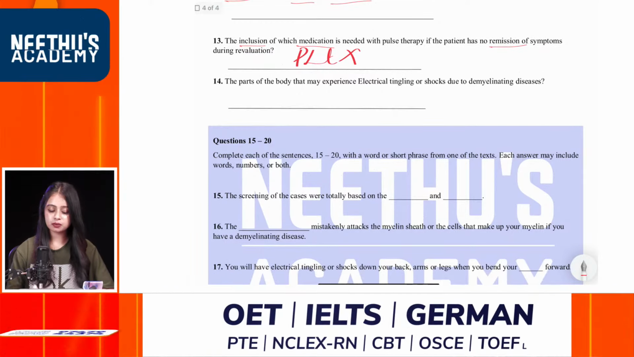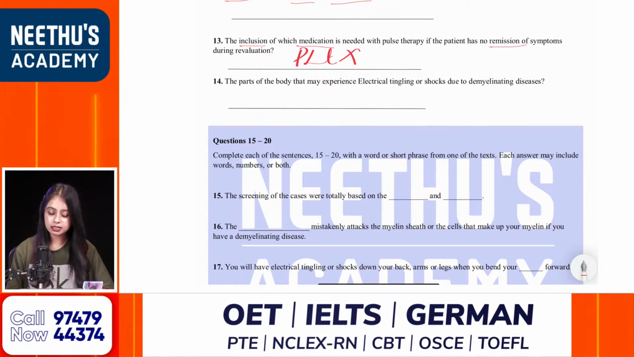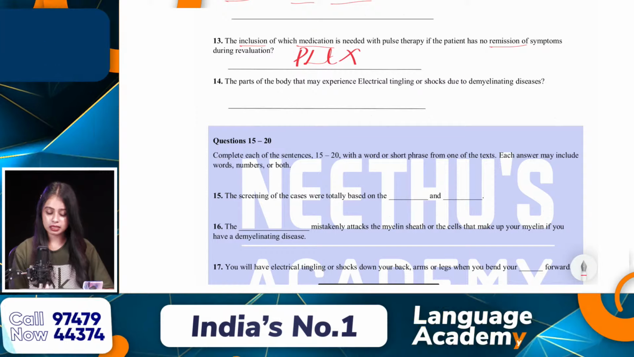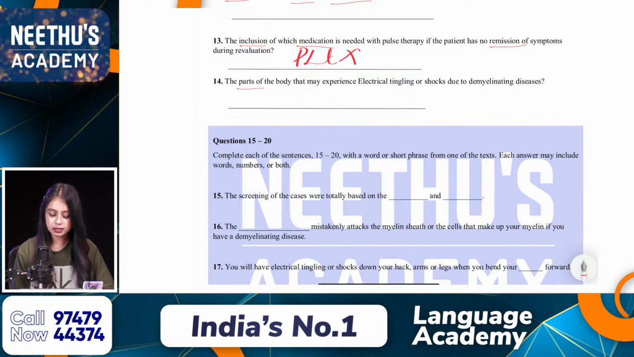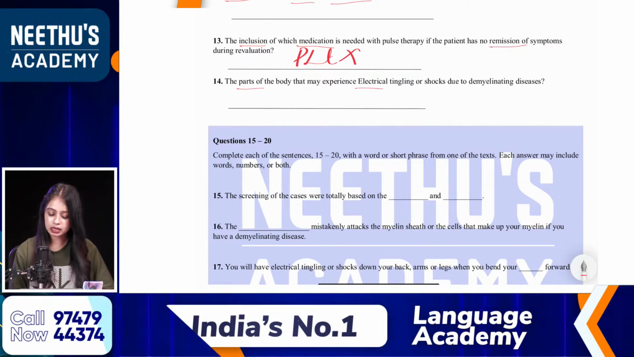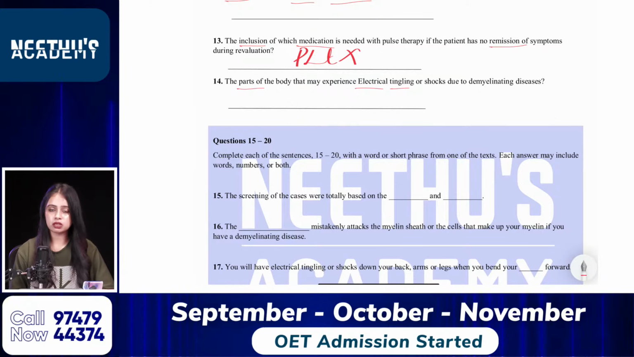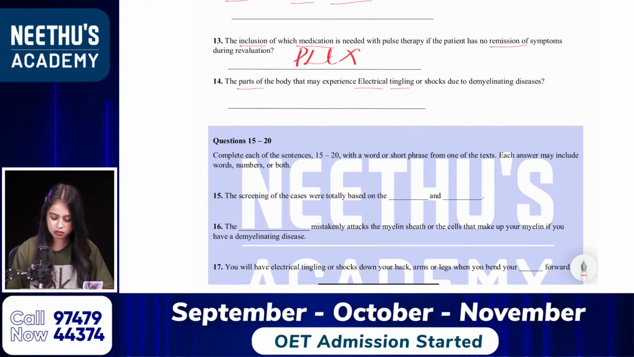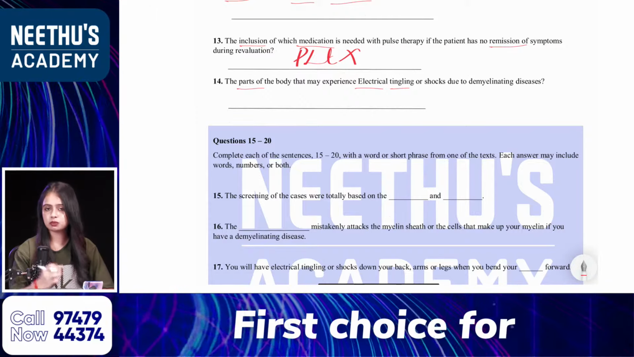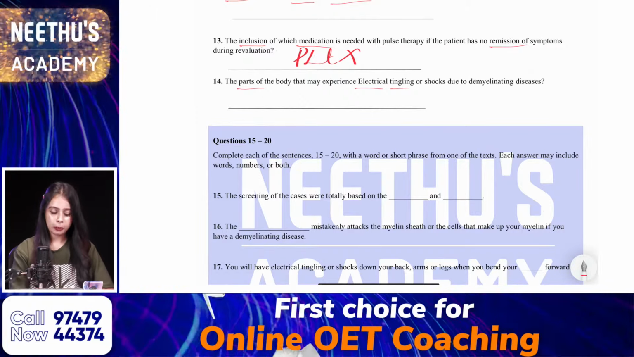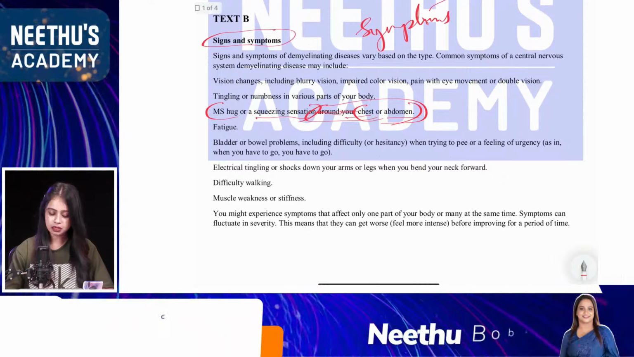Yes. So the first one, the answer is PLEX. 14th one: the parts of the body that may experience electrical tingling or shocking due to demyelinating diseases. So keywords: parts, then electrical tingling. Yes, so these are my keywords. Electrical tingling and shocks. Of course, it is mentioned in text B, maybe one of the symptoms, right?